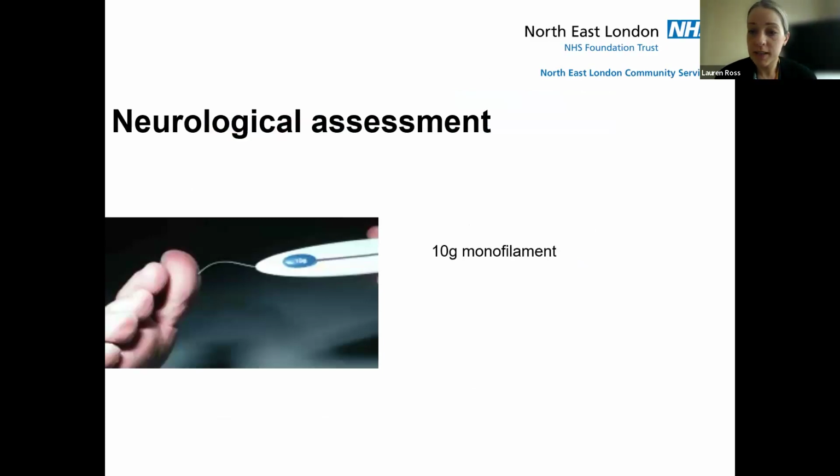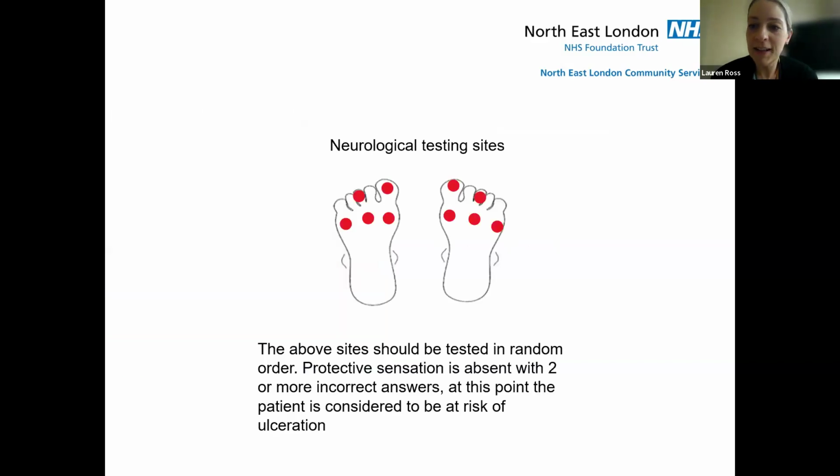So neurological assessments. We'll carry out a neurological assessment using a 10-gram monofilament, which is what you can see in that picture there. It looks like a bit of fishing wire, but it's quite a technical bit of kit, really. So the monofilament is tested on the sites, so we can see the red dots there. Within NELFT, we'll test it on the tips of the big toes and the third toe, and then 3 sites underneath where the balls of the feet are.